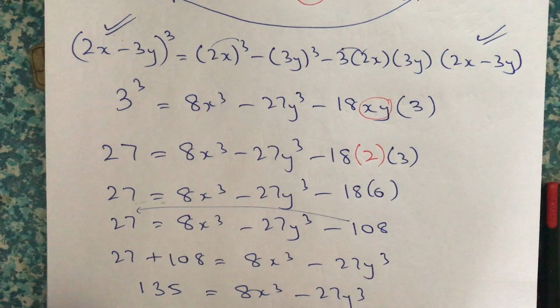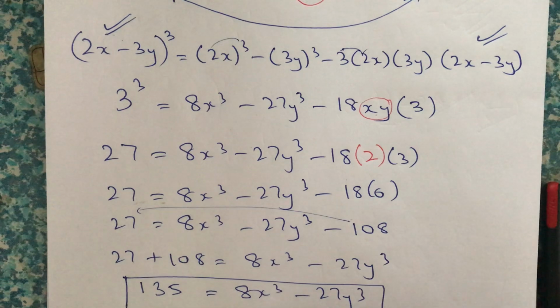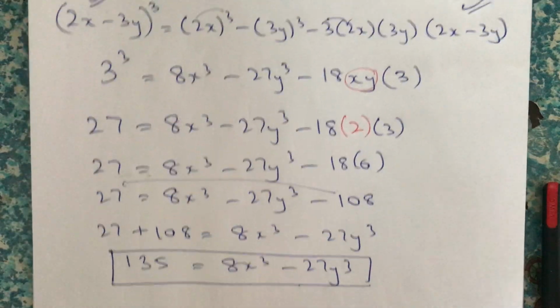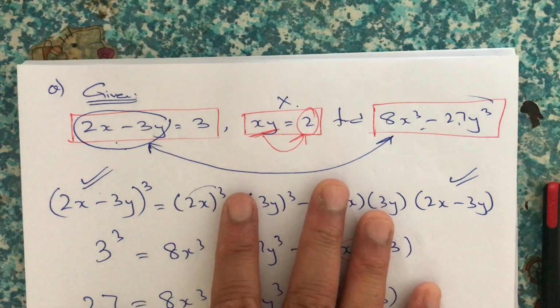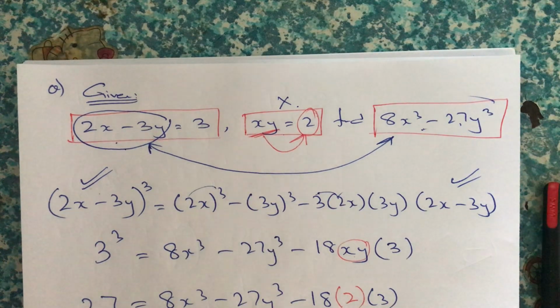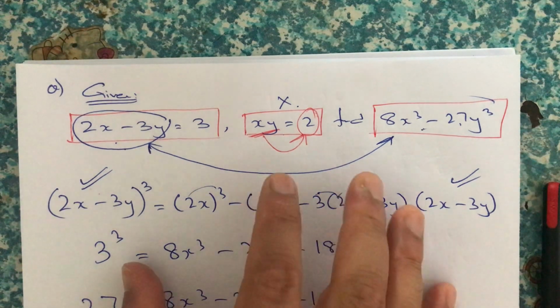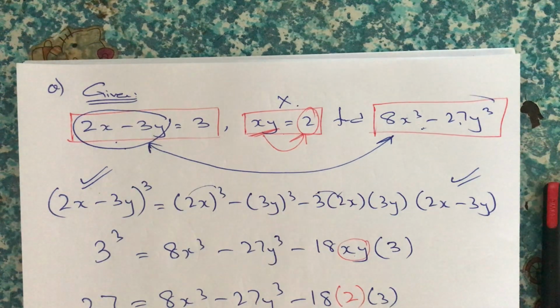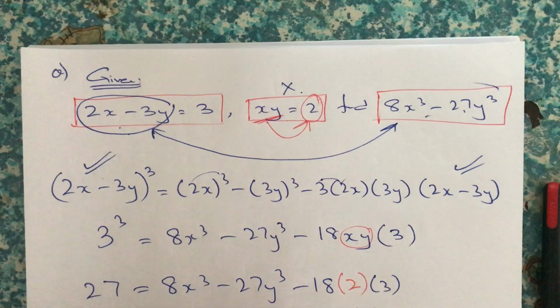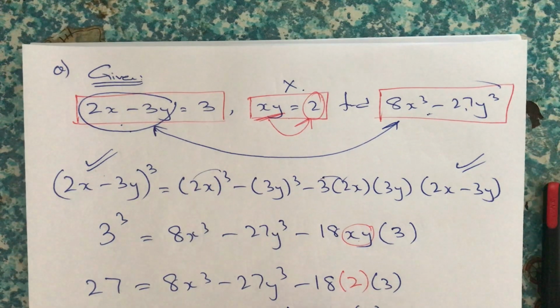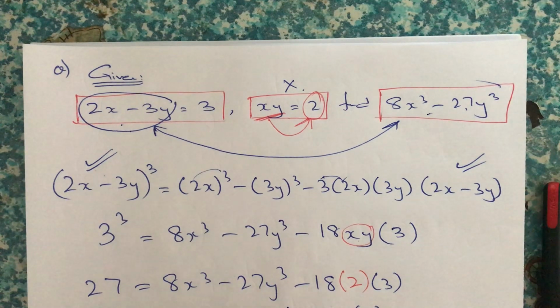Now if you look carefully, 8x cubed minus 27y cubed is what is asked to find in the question, and we already found that answer to be 135. So this is how we solve these types of sums. This is a little bit of an extra variety of questions that we have under expansion, and now we are doing just the basic ones. We are not doing the complicated ones right now. We are just starting with the basic ones. So these are the two different varieties of questions that you could expect in your expansions also.